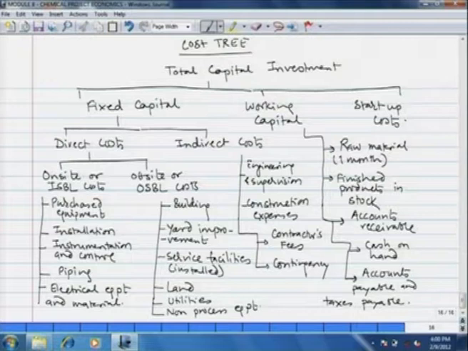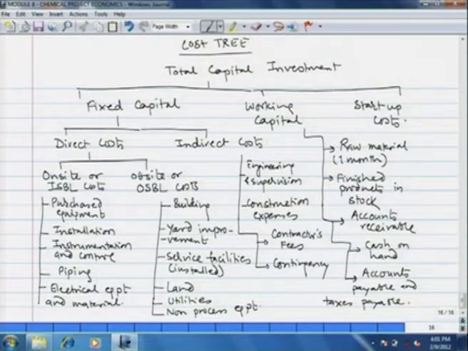Off-site cost includes the cost of buildings, process building, administration building, then the yard improvement, service facilities and their installation, land cost, utilities, and non-process equipment, like for example packaging, distribution, having a warehouse for storage of finished products. The indirect cost includes the cost of engineering and supervision, the construction expenses, the contractor's fee and the contingency. This is the money reserved for unforeseen expenses.